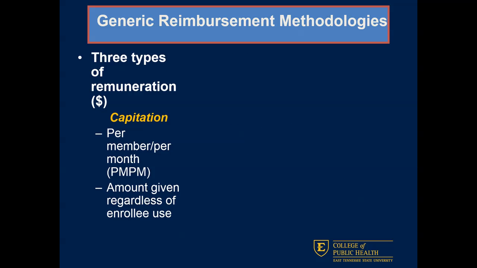The next one that we'll talk about, or the third type of remuneration, is going to be capitation. Along with fee-for-service, this is the other one that most people are familiar with. This is based on a per member per month, or PMPM. And again, remember, remuneration is the money that you get paid for work or a service. So within capitation, you're given a set amount as a provider every month, regardless of how your patients use your services.